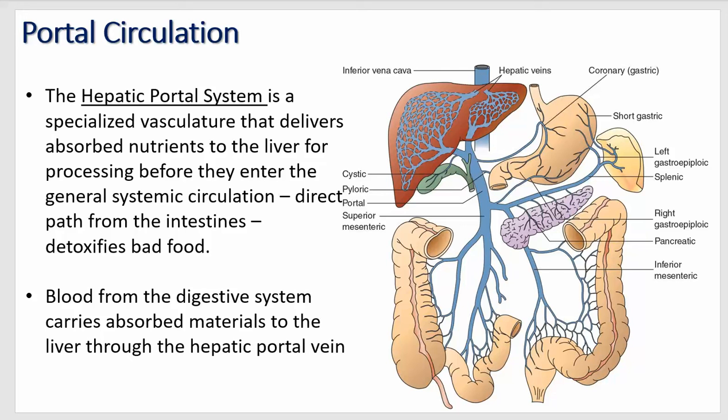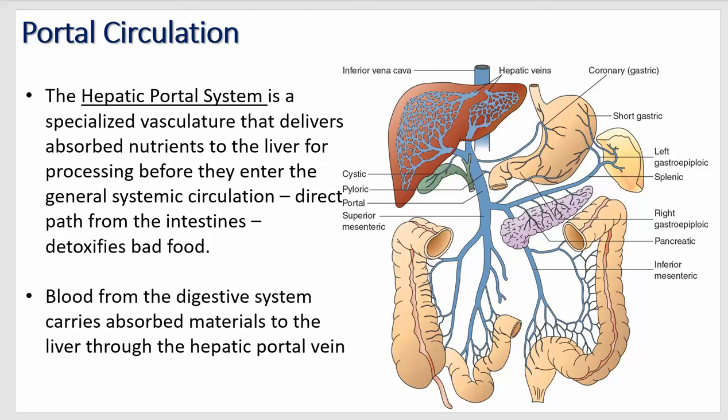So that's called the portal circulation. The hepatic portal system is a specialized vasculature that delivers absorbed nutrients to the liver for processing before they enter general systemic circulation. So kind of what I just said. You know, we talk about how an apple has a lot of chemicals in it, things like that. And so maybe we need to check those out first. So give them processing before they enter the general systemic circulation.